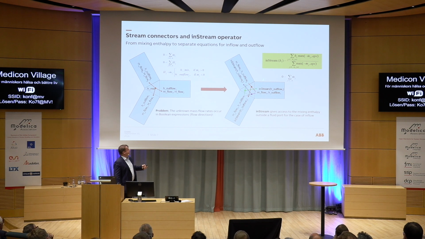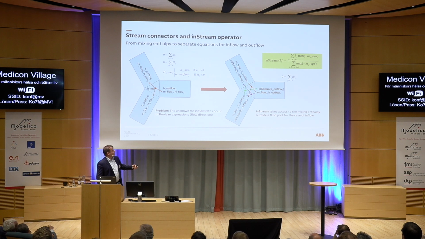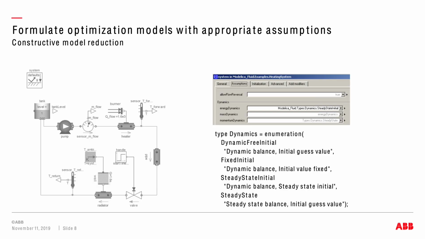That is why we introduce stream variables and this inStream operator, so that each component knows what enthalpy is outside that would enter me if flow would go into me. This is one I changed during the lunch break after our discussion and also after Karl Johann's talk this morning, because there's so much discussion about model reduction. So what we did in the fluid library, each model has a system model, and in the system model we have a tab assumptions. We make modeling assumptions for the whole system, but you can also dig into particular components and override the modeling assumption for the particular components.